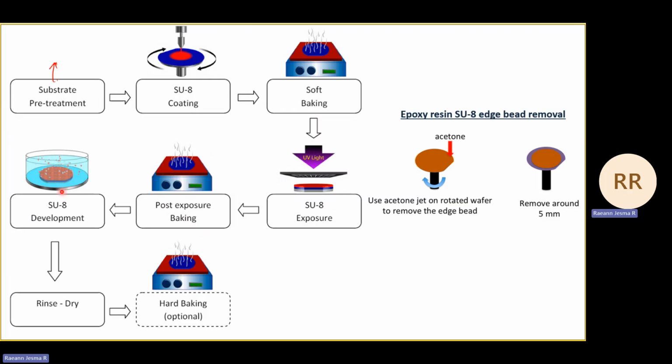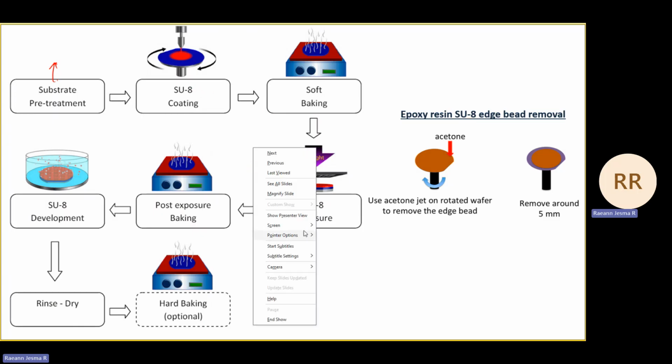This is then followed by SU8 development. Whichever regions are not cross-linked will get dissolved in the developer. This is then followed by rinse. Rinse means we will rinse with DI water and then dry the sample using a nitrogen gun. If we want to use this as a mask for etching or as a hard mold kind of structure, then we'll go for hard baking, and this is optional.